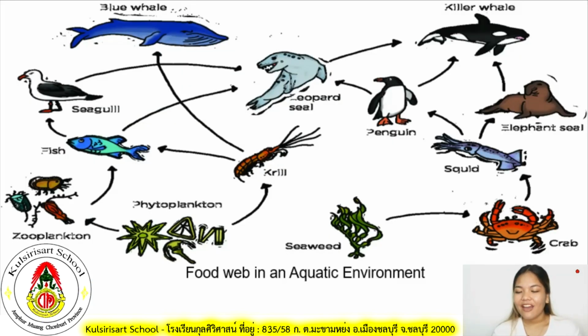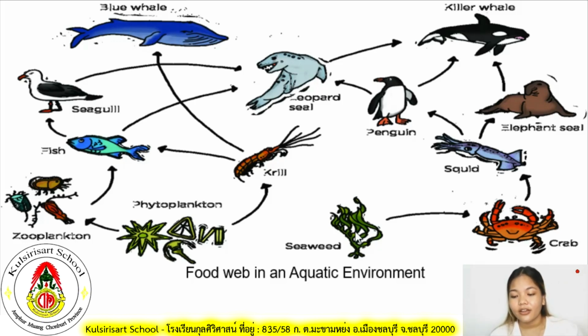Now, we have here another example of a food web in an aquatic environment. We have the phytoplankton, which is the producer in this food web. The phytoplankton is eaten by the zooplankton. The zooplankton is eaten by the fish, and the fish is eaten by a seagull. The seagull is eaten by a leopard seal. That is an example of one food chain. In another food chain, we have the phytoplankton, which is eaten by a krill. The krill is eaten by a blue whale. So, that is the second food chain.